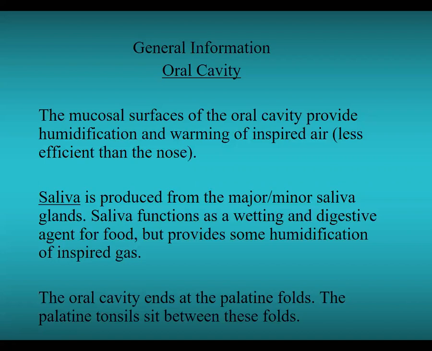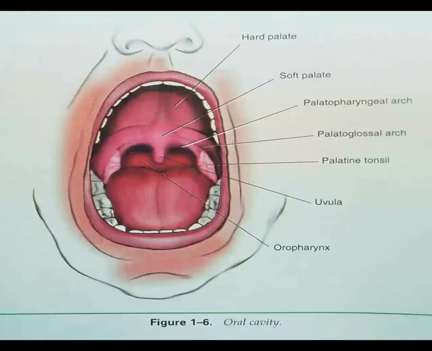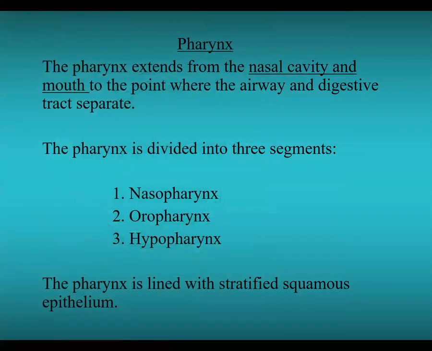The oral cavity ends at the palatine folds, and the palatine tonsils sit between these folds. So you can see here in this picture, again, the hard palate, the soft palate, the tonsils, the uvula, and then the oral pharynx is in the back. We have to know the anatomy of the mouth because when we do intubations, you have to be able to look inside the mouth and know where you're going with the ET tube, endotracheal tube. So we have to kind of know what's all the features of the mouth.